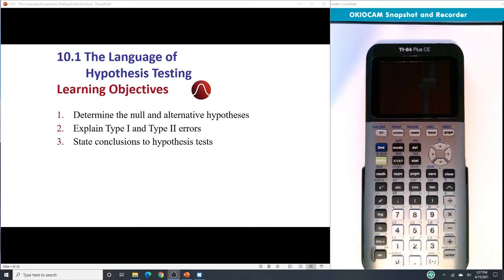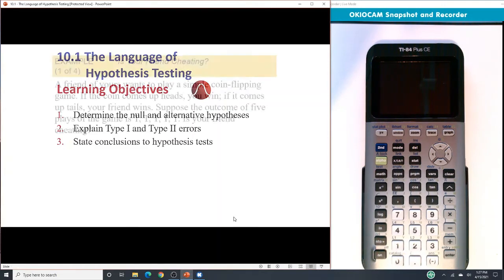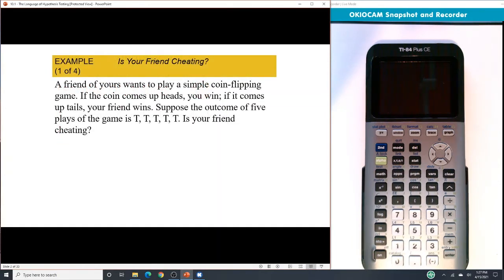10.1, the language of hypothesis testing. All right, so in 10.1, we're going to look here at a lot of verbiage and just being able to start defining things so that we can use them here later in chapter 10.